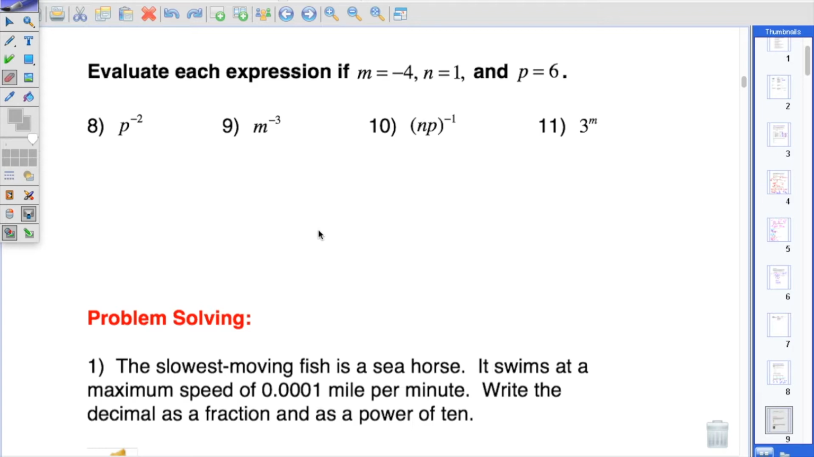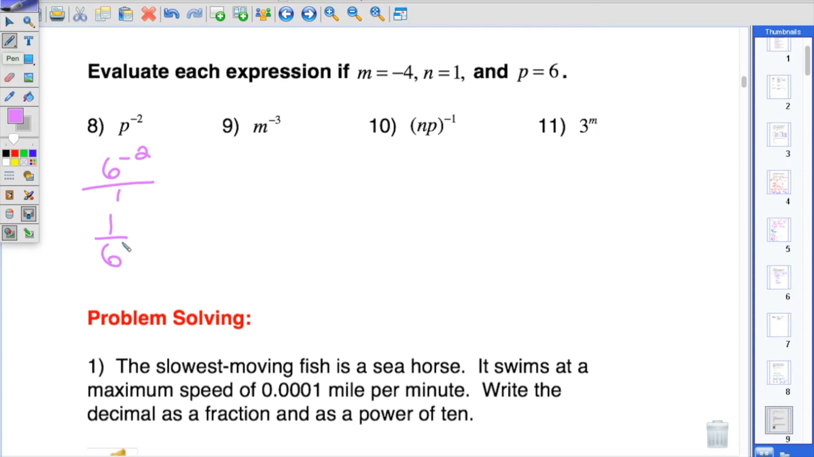Number 8, p to the negative second power. The first thing we want to do is substitute in. P is 6, so it's 6 to the negative second power. We can put that over 1. That means our 6 to the negative second power is going to go to the denominator and become positive. So 1 over 6 to the second power is 1 over 36.